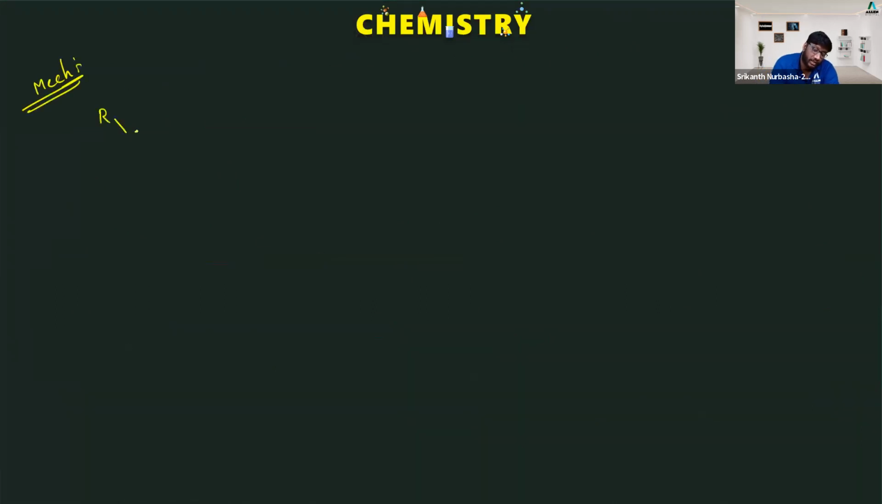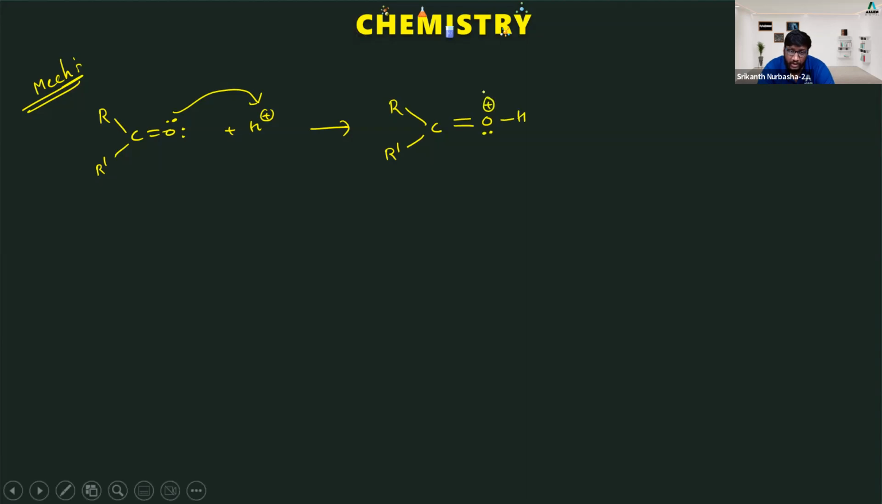We have R C double bond O R dash, and we are treating this with a weakly acidic medium, H plus. The lone pair of electrons on oxygen attack the H plus. The C double bond O stays as it is, but an OH bond is formed. Oxygen will now have only one lone pair and a positive charge. That is the first step, which is very simple.